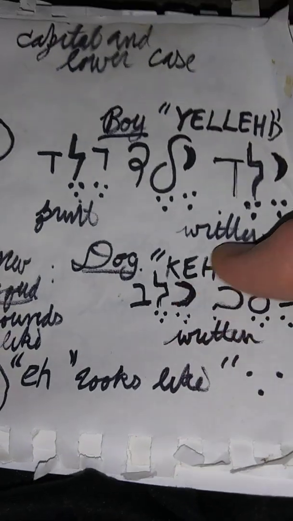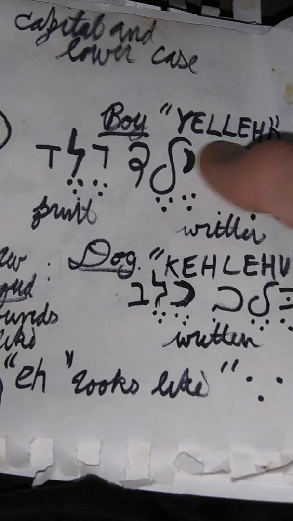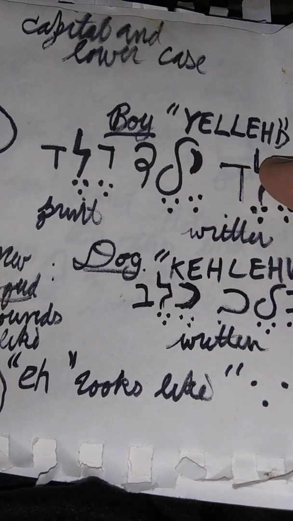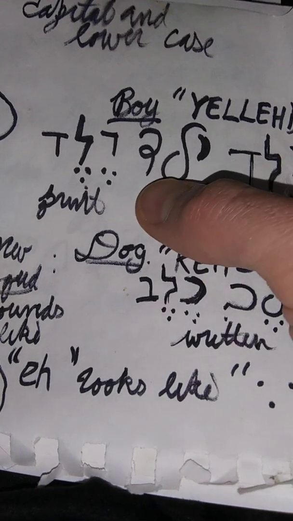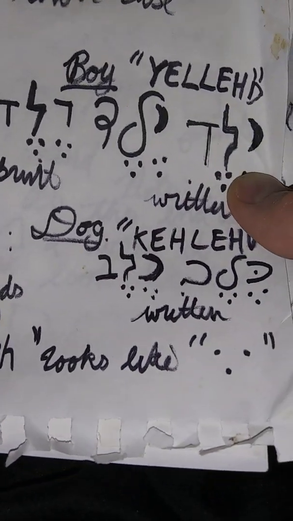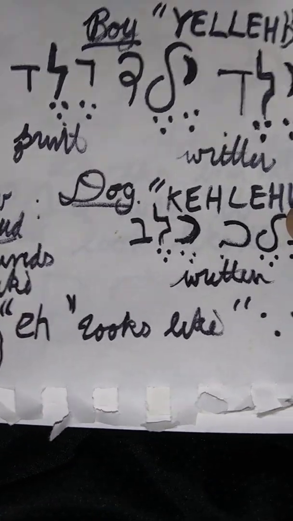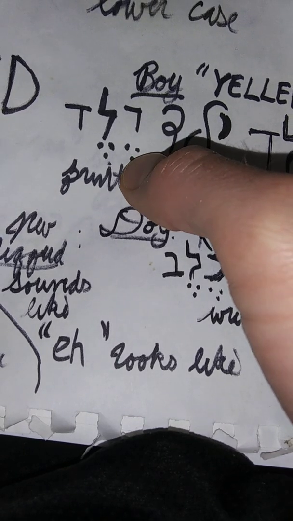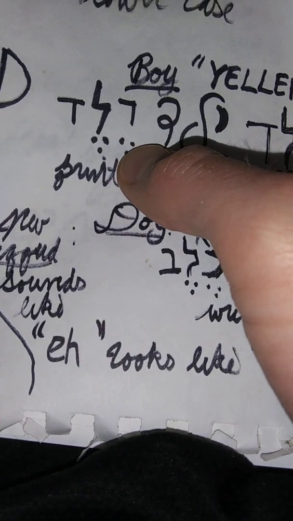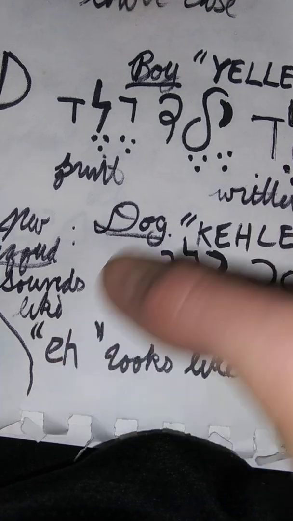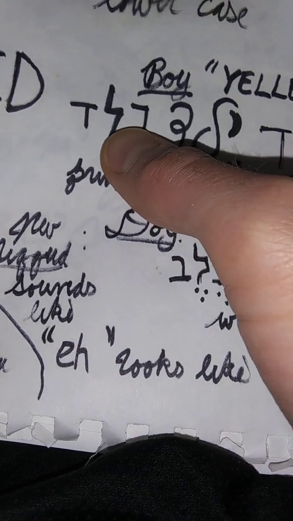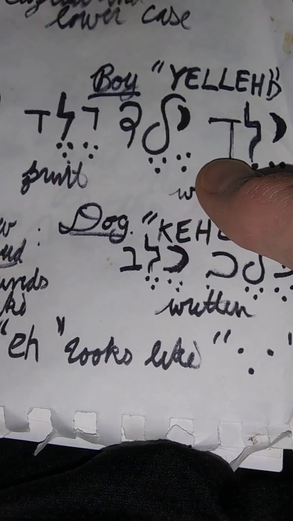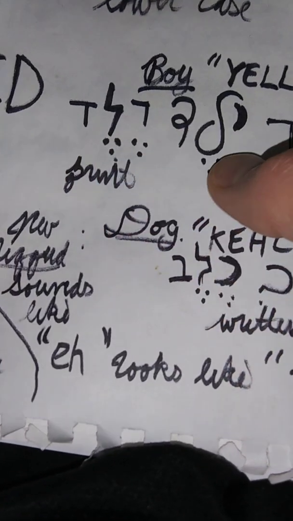So we'll start up here with yeled. So that's a boy. So we would go from, so all 3 of these. So printed, so the yod with the, so that's the E sound, the e. So led, yeled, yeled. Then here's the yod.